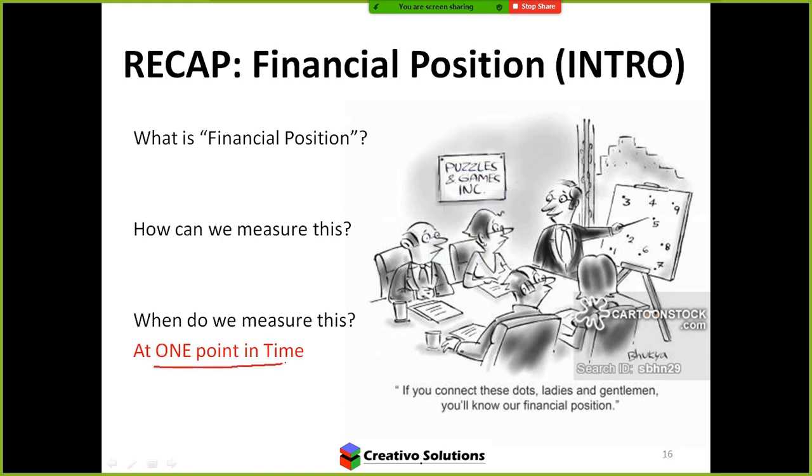So what are we looking at? We're looking at one point in time. We're not looking at over time. Over time is different. That's the next one. Over time, or a period, would be your statement of comprehensive income. And that's looking at financial performance, because performance is measured over a period of time.